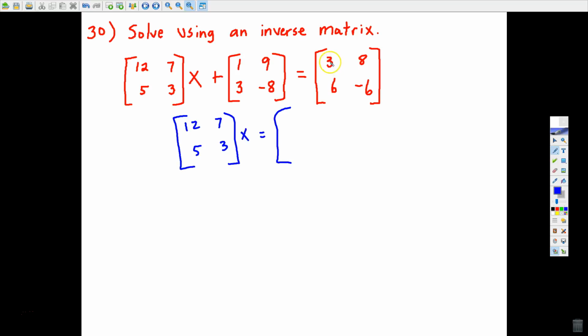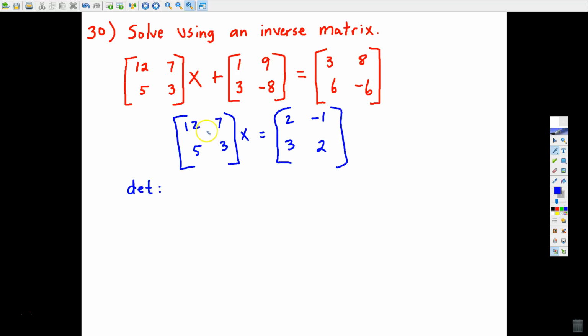Okay, so subtracting, I'm going to do 3 minus 1, that's 2. 8 minus 9 is negative 1. 6 minus 3 is 3. Negative 6 minus negative 8 is 2. Alright, so to find the inverse, I need to find the determinant.